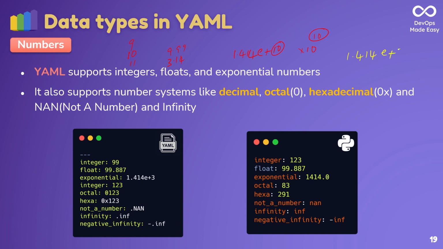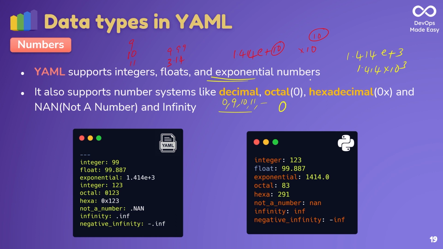Okay, e+3 means 1.4 into 10 power 3. So this is about the exponential part. I can also have decimal numbers, starting from 0 to 9, 10, 11, 12, these things. And I can have octal values, so the octals have to be indicated starting with 0.